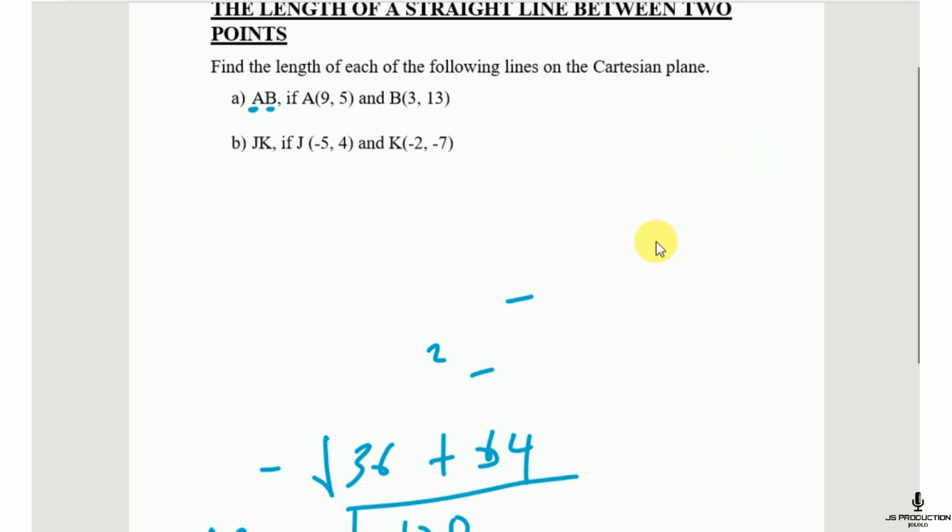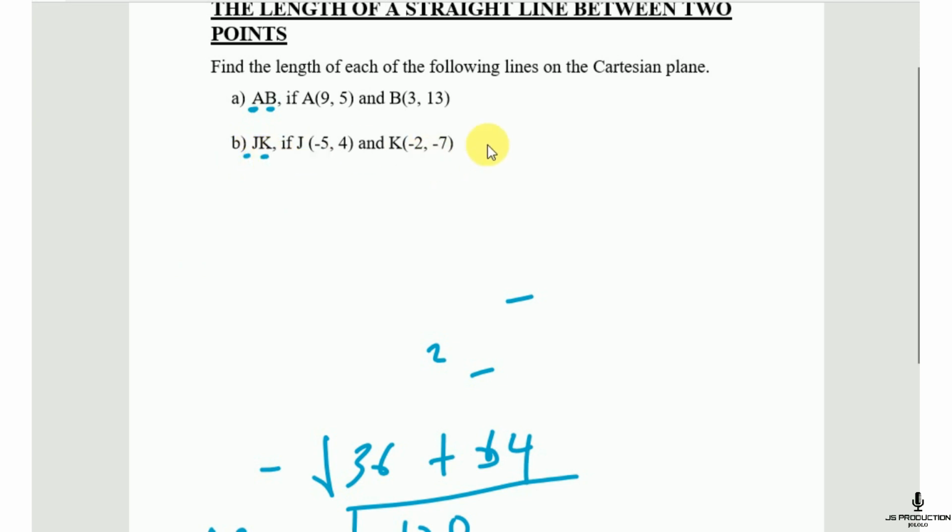Let us now look at question B. At question B, we're supposed to calculate line JK if J is negative 5,4 and K is negative 2, negative 7. So the first thing that we're going to do is to identify our x1 and our y1. We also need to identify our x2 and our y2.